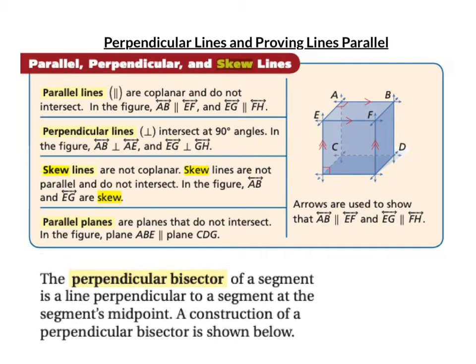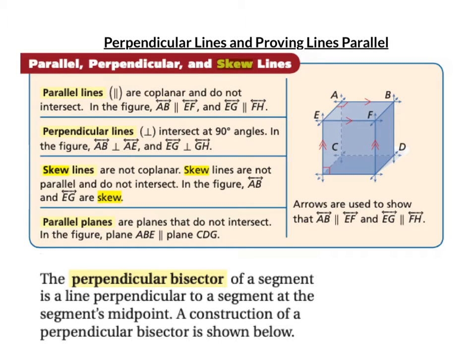Perpendicular lines and proving lines parallel. So we've talked briefly about parallel lines and perpendicular lines, and now you're getting the formal definition. Parallel lines are coplanar and do not intersect.